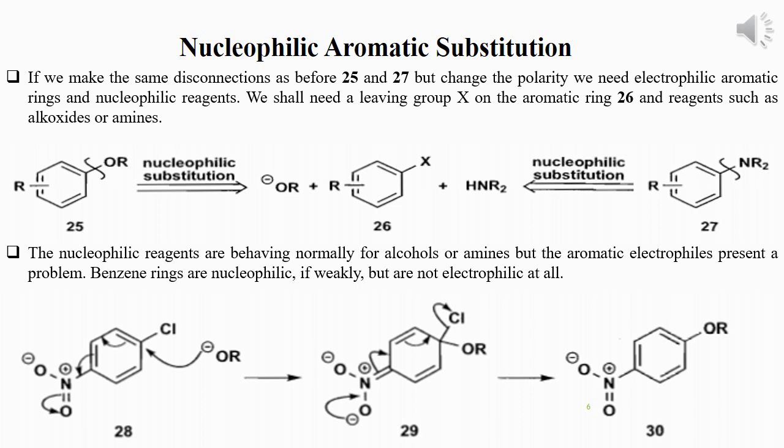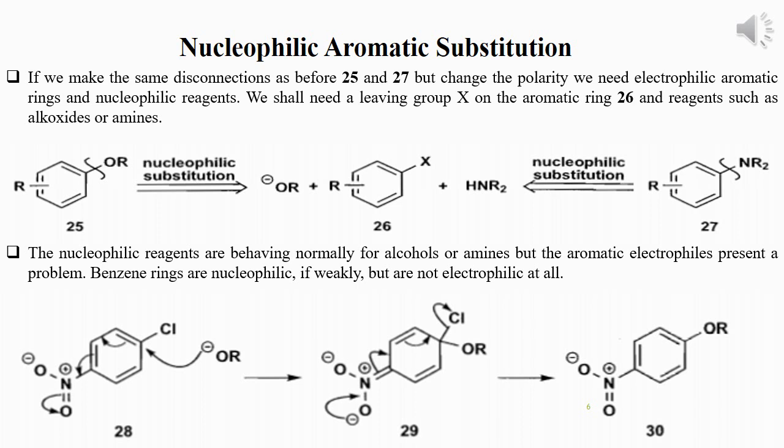Like you can see in the example reactions given below, the OR nucleophile, suppose it is an alcohol or alkoxide, is attacking the aromatic ring, and the aromatic ring is having a nitro group and a good leaving group, chloro. So it will attack on the position where there is a good leaving group like chloro, and it will be added, as you have seen before, addition elimination.